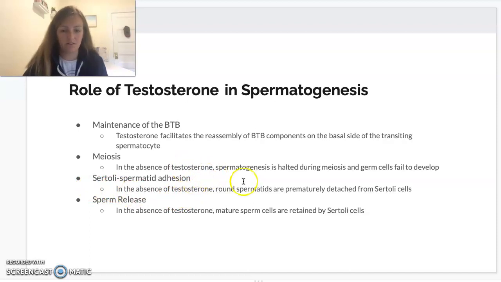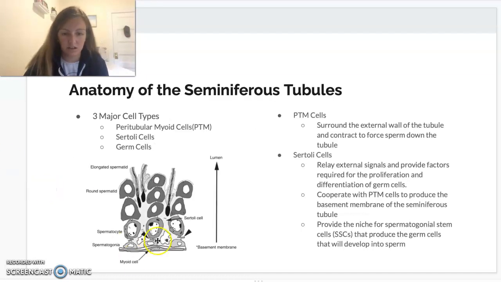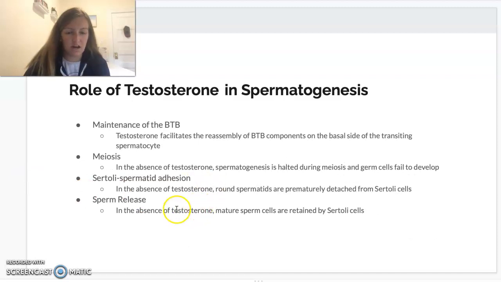Without testosterone, round spermatids are prematurely detached from Sertoli cells, which means that there are no elongated spermatids, which you can see actually back in this photo here. So we see the presence of elongated spermatids in a lot of the seminiferous tubules, and in the absence of testosterone, those are not able to occur because they're prematurely detaching from Sertoli cells.